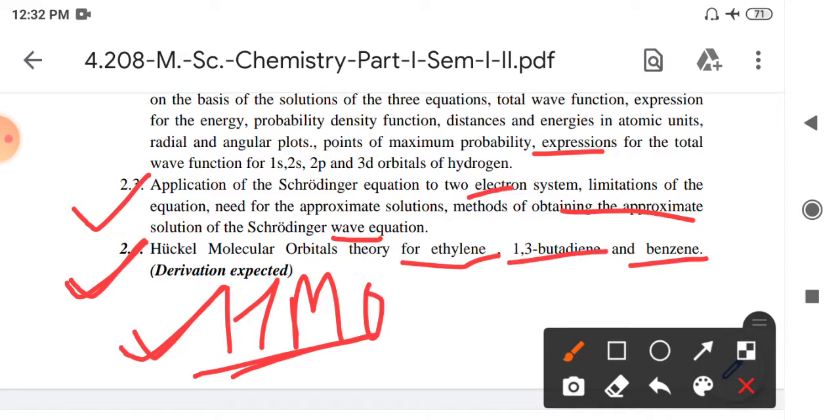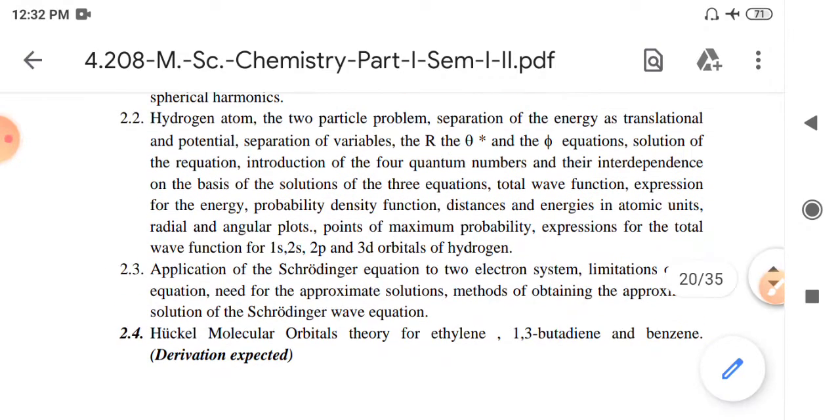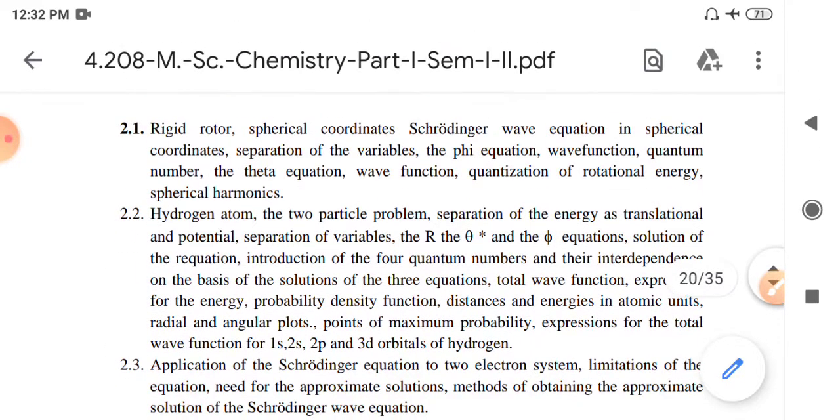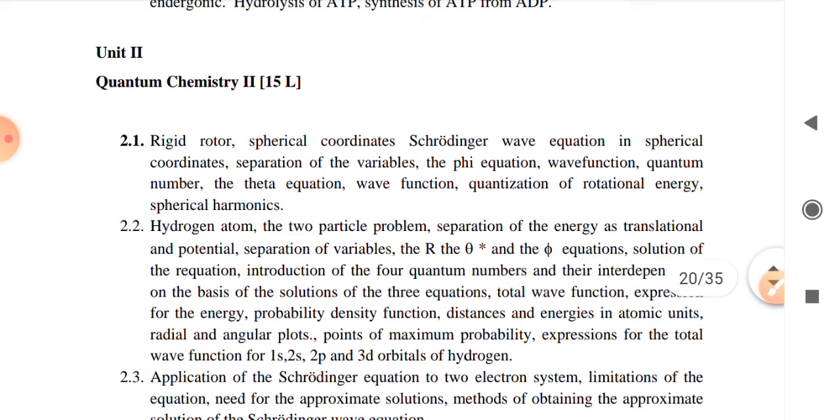So we'll try to derive the Huckel molecular orbitals, their shapes and various parameters like radial probability or bond distance as such. We'll try to derive all those parameters corresponding to real atoms, real life molecules. So this is the basic syllabus for this quantum chemistry.